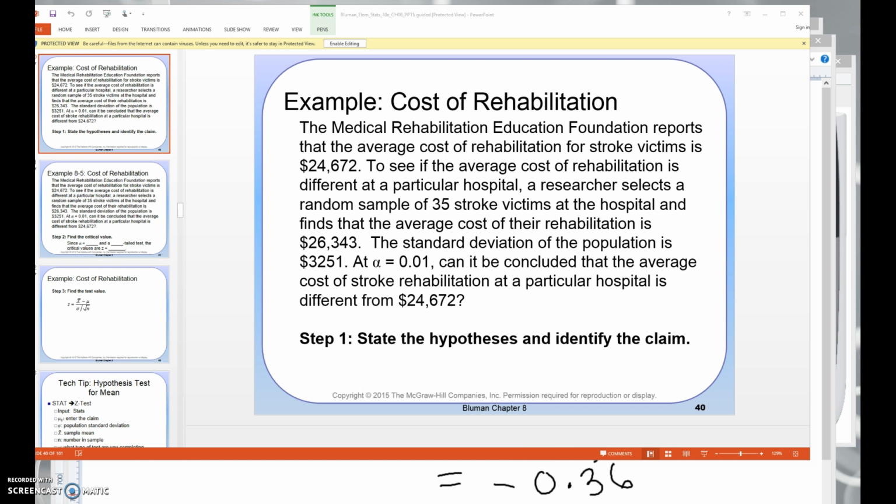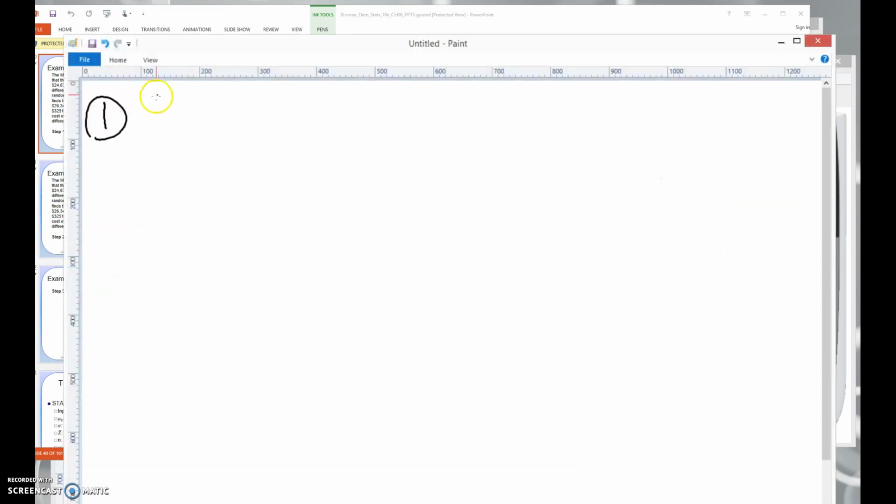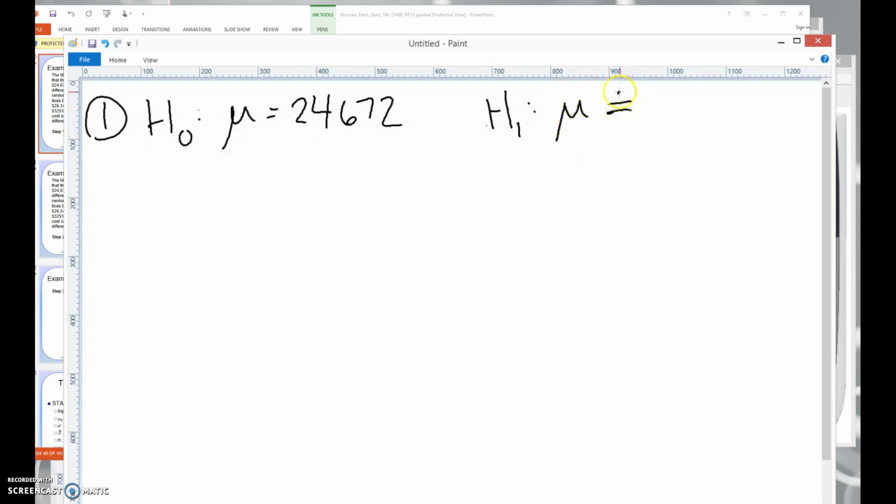can it be concluded that the average stroke rehabilitation cost is different from the $24,672? All right. From that information, we now need to identify our null hypothesis. And our null hypothesis says that the cost of the stroke rehab is $24,672. And then the researcher wants to know if that is different at this particular hospital.